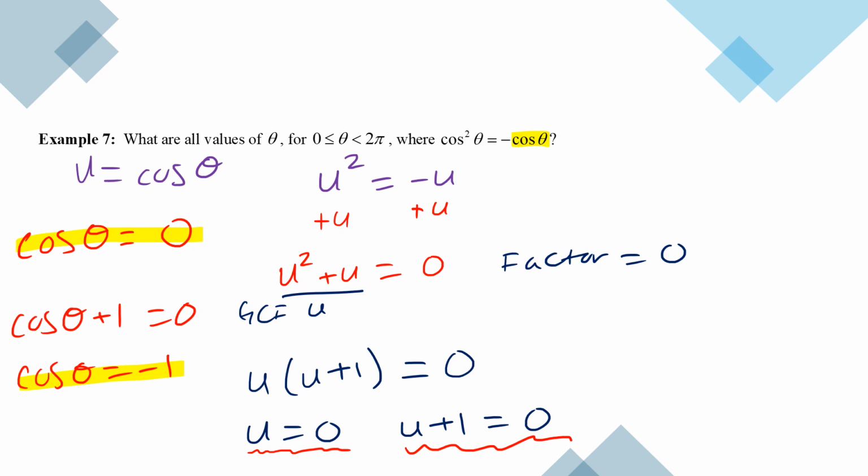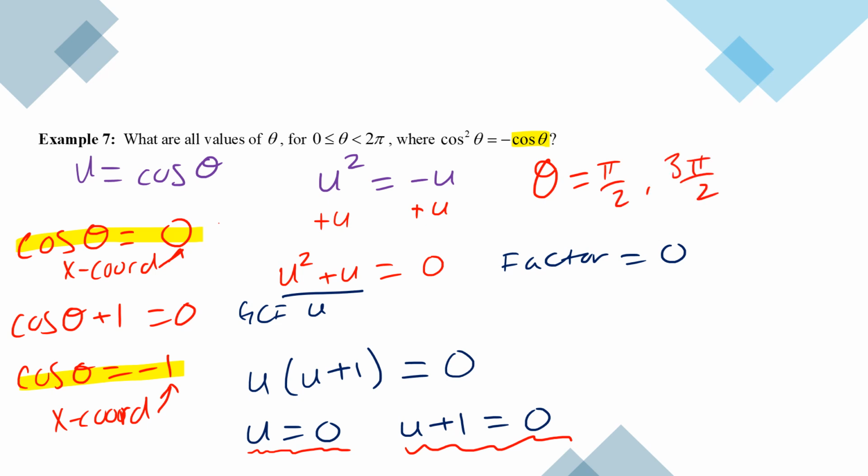So your first answer here is asking when is your x coordinate 0. This is asking when is your x coordinate -1. So our answers are theta equals pi over 2, correct? 3 pi over 2, because that's when your x coordinates are 0. And then when is your x coordinate -1? Pi. At pi.